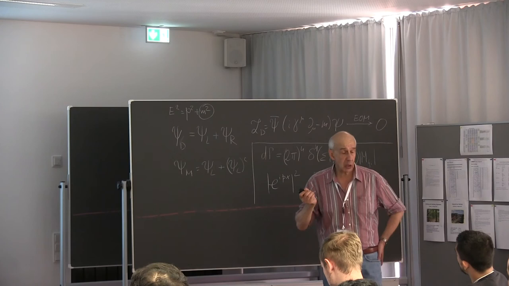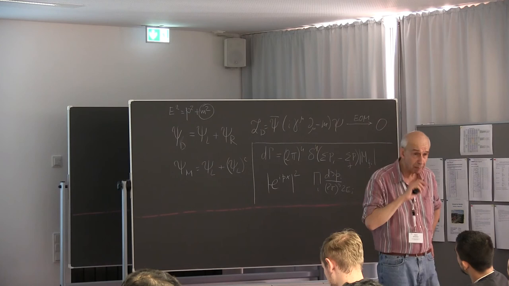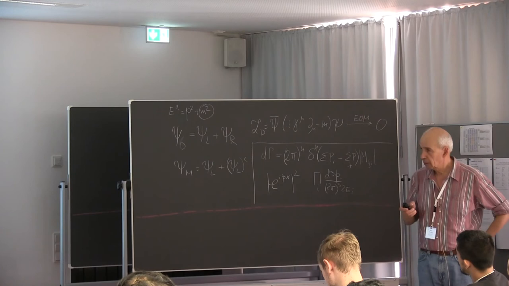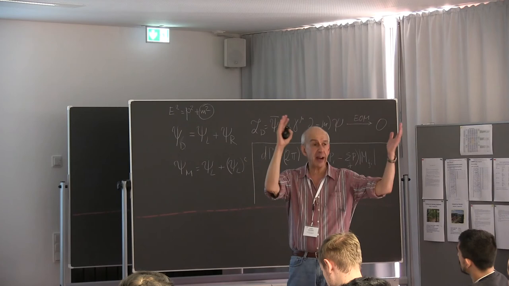Still, there will be some transitions. So it's not true to say that we don't observe anything at all. And how do people detect oscillations? Okay, so let me just give you an example. Assume we have a reactor experiment. Okay. Assume coherence is lost.